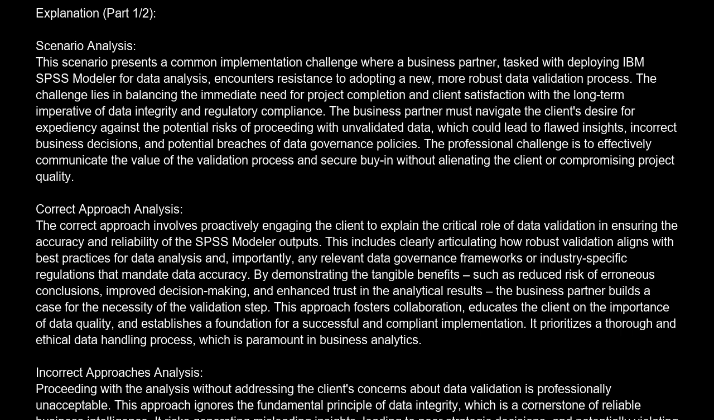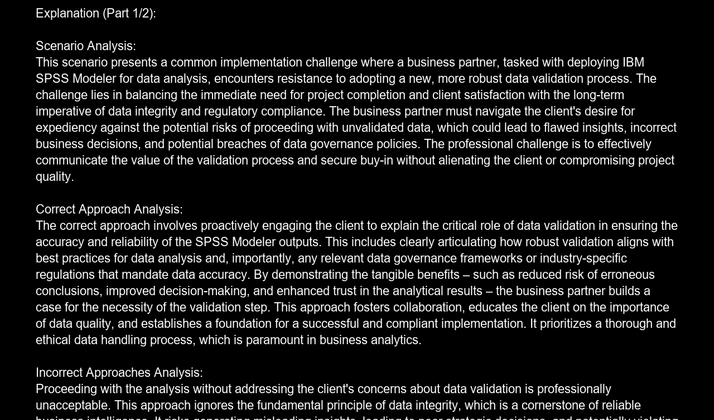practices for data analysis, and importantly, any relevant data governance frameworks or industry-specific regulations that mandate data accuracy. By demonstrating the tangible benefits such as reduced risk of erroneous conclusions, improved decision-making, and enhanced trust in the analytical results, the business partner builds a case for the necessity of the validation step. This approach fosters collaboration, educates the client on the importance of data quality, and establishes a foundation for a successful and compliant implementation. It prioritizes a thorough and ethical data handling process, which is paramount in business analytics.